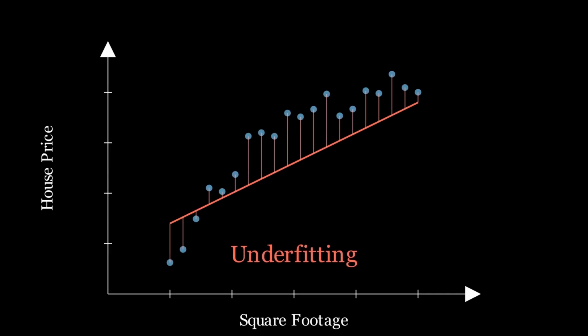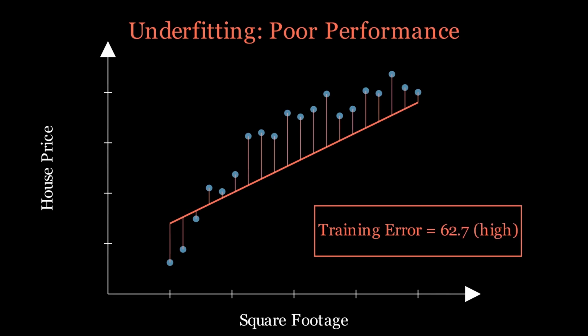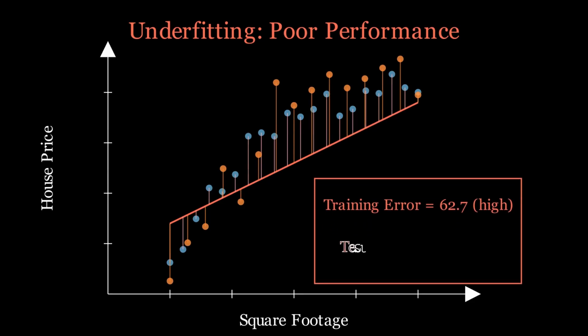We can already see the problem visually, but we can also measure it. When we compute the error on the training data, it's high. The model makes large mistakes even on the examples it was trained on. But the problem doesn't stop there. When we evaluate the same model on new, unseen data, it performs just as poorly. The model performs badly on the data it trained on, and it performs badly on new data. It hasn't learned the underlying pattern at all. Underfitting means the model simply hasn't learned enough.